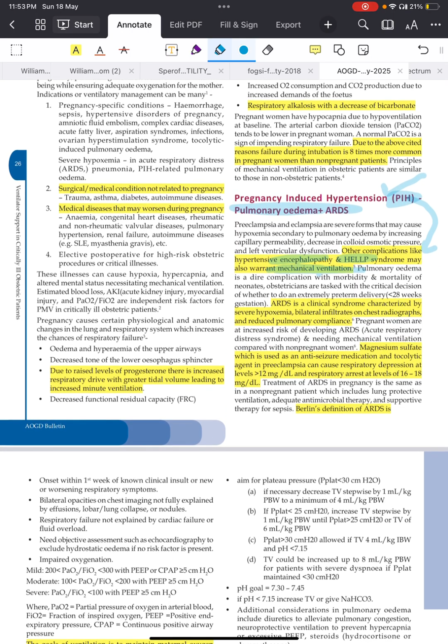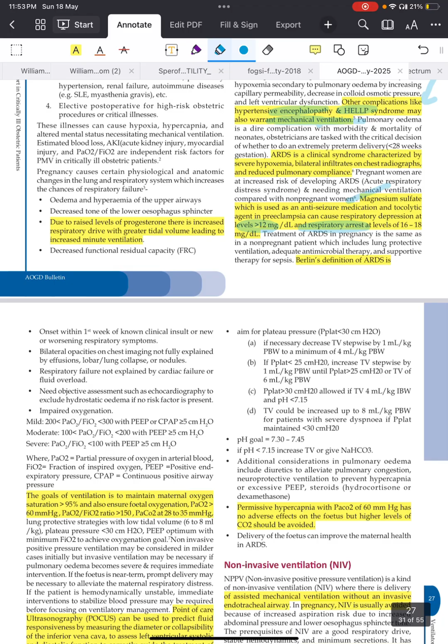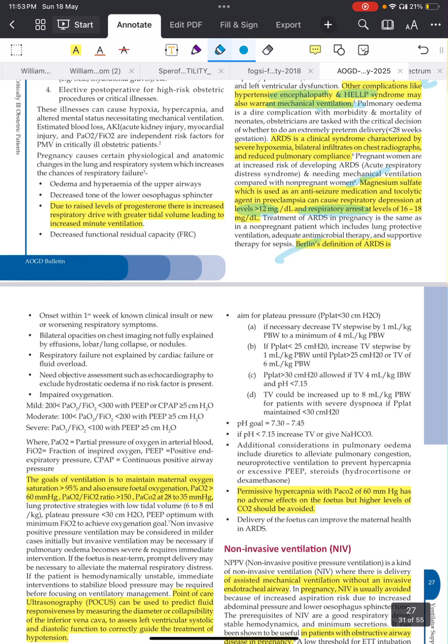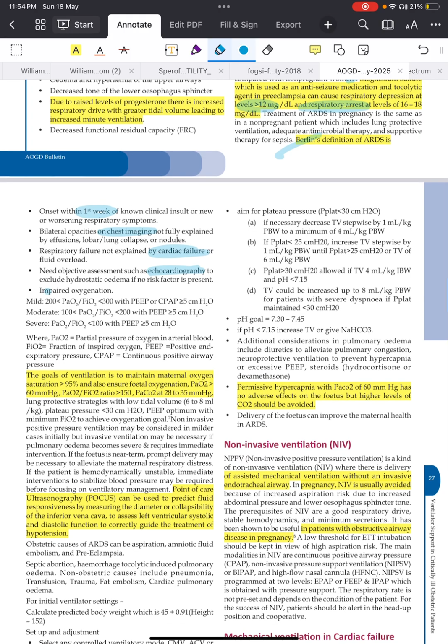ARDS also requires it. If magnesium sulfate is given and there are toxic levels, more than 12, then there is respiratory arrest, and we'll also do ventilation. There is the Berlin definition of ARDS: within the first week you have respiratory symptoms, on chest imaging you have opacities, and respiratory failure not explained by cardiac failure. Need echocardiography to exclude hydrostatic edema. That is impaired oxygenation.